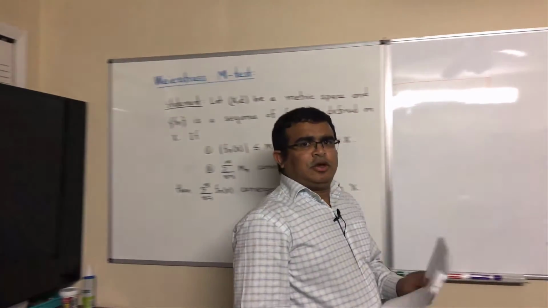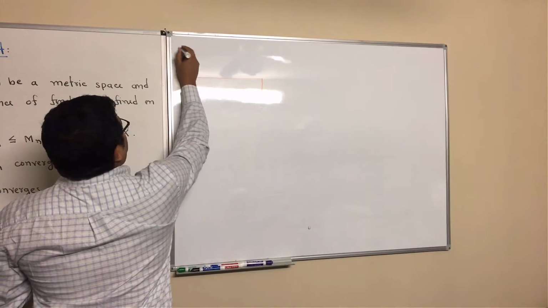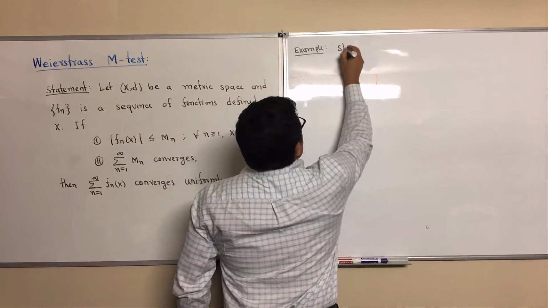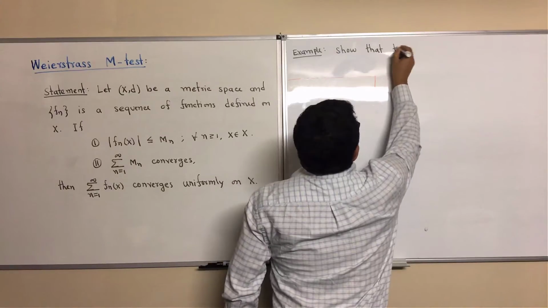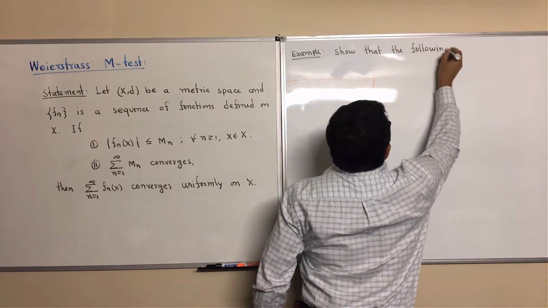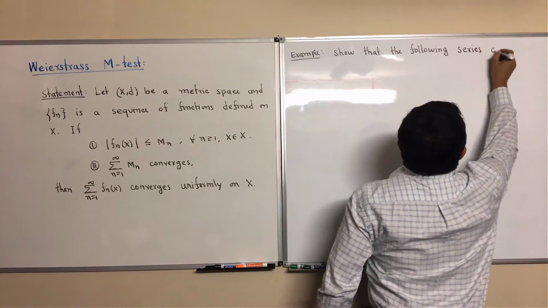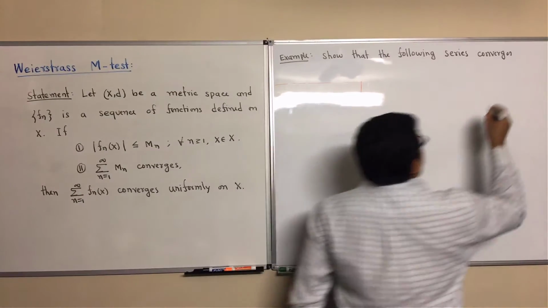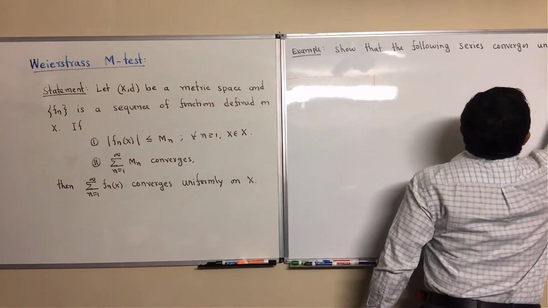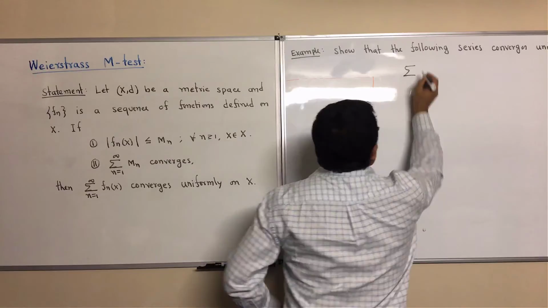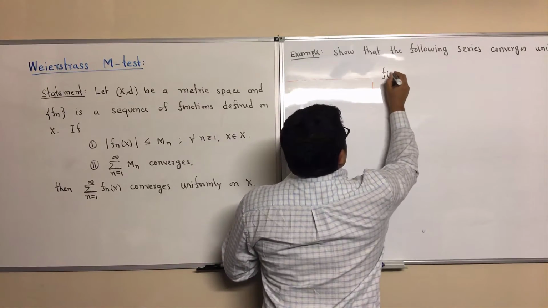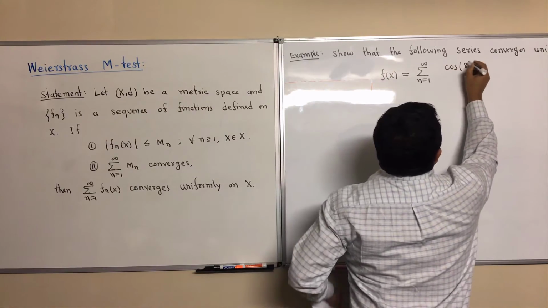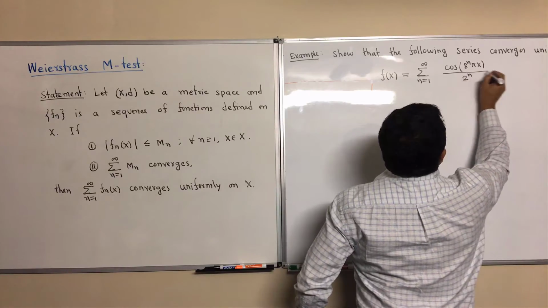Now we will discuss one example to clarify that. Example: show that the following series converges uniformly. And the series is f(x) equals the summation of n equals 1 to infinity of cosine(a^n x) over 2^n.